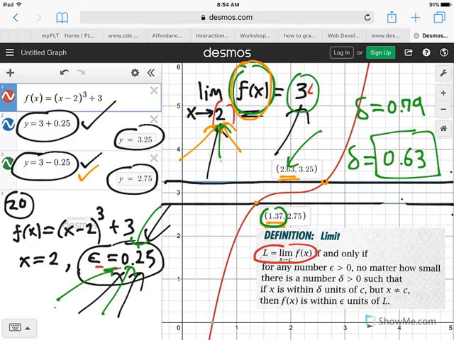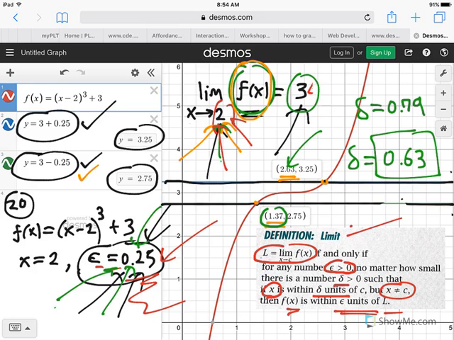It's stating that this is the limit if and only if for any epsilon greater than 0, no matter how small you make it, you can make it much smaller than 0.25, it doesn't matter, you will always be able to find a delta greater than 0, such that if the input values for the function are within delta units of c, but not equal to c, then the output values of the function will be within epsilon units of L.